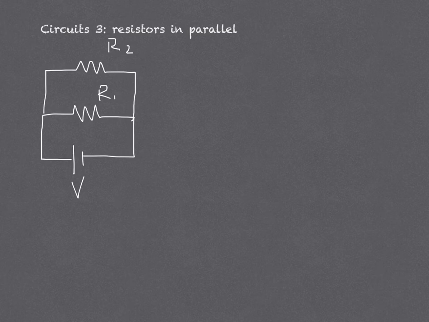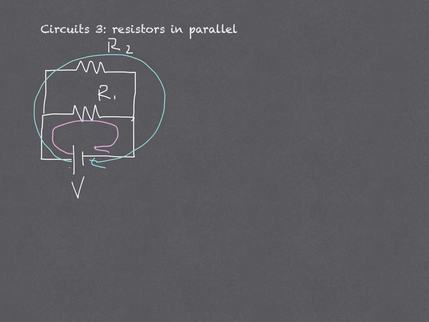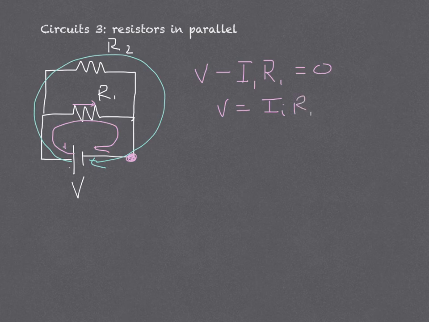So if we do a loop rule for this, and I pick that as one of my loops, we write out our equations for that. As we move from this corner back to that corner, if I go through the first loop, I go across the battery, so I gain that potential because I'm going from the negative to the positive side. And then as I loop around, I go through resistor 1, and current for resistor 1 is going in the same direction as the loop, so that's going to be minus I1 times R1. And the loop rule says that they have to add up to being 0, so V minus I1 times R1 equals 0.